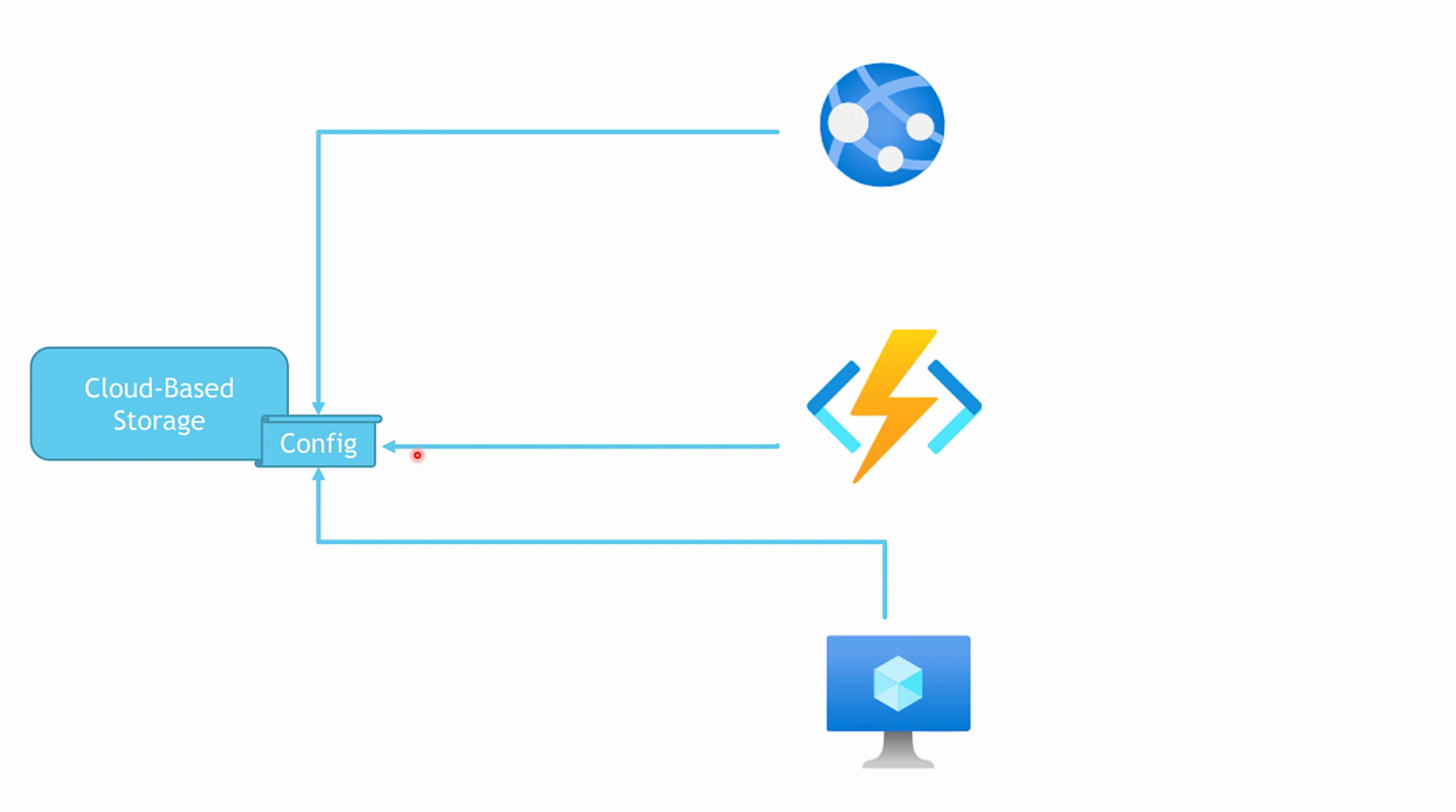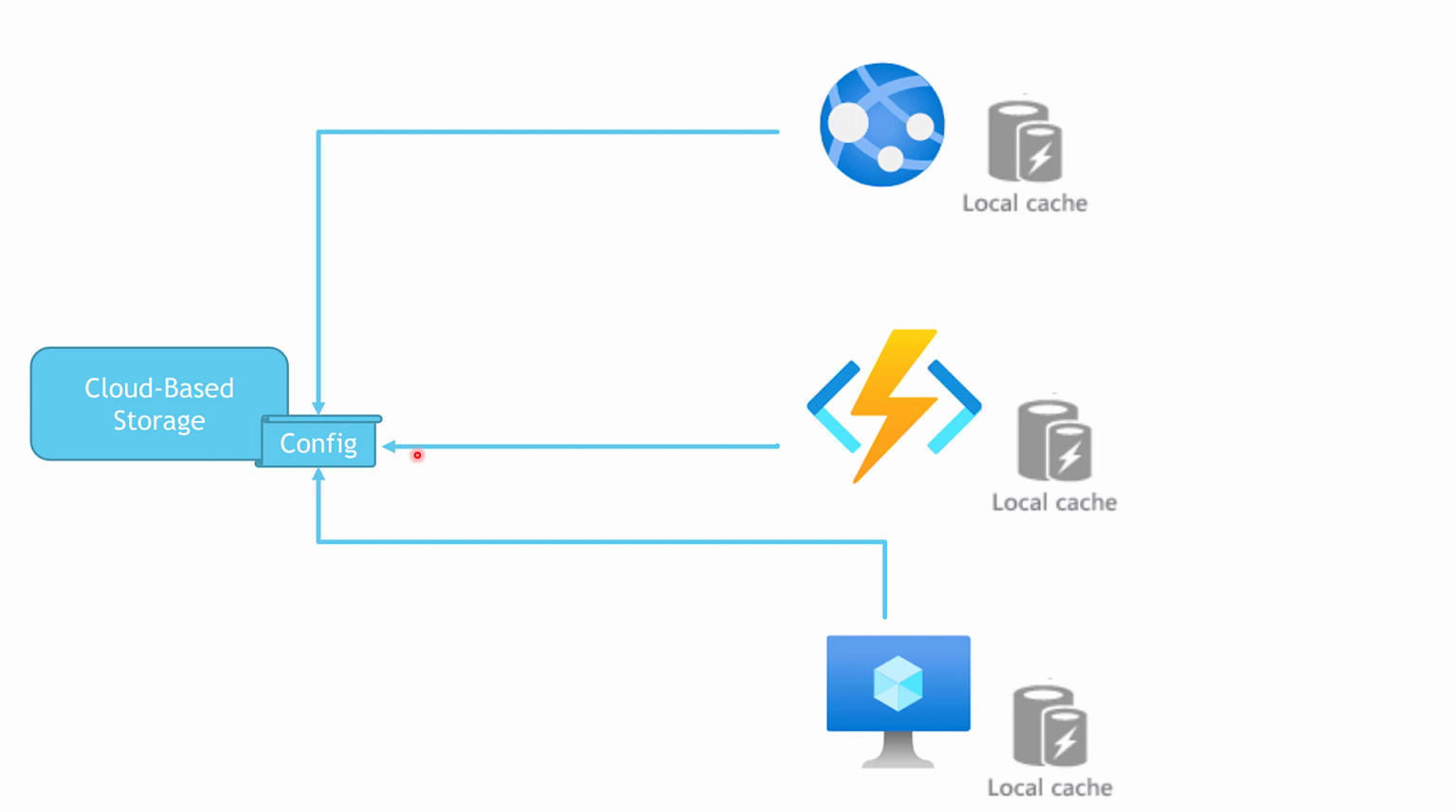Also, as an alternative, you can have a local cache for each of these Azure components, so you can cache the configuration settings that you are going to read from the cloud-based storage. But in this case, you are going to have less control over the cache expiration policy and how often the cache is going to get refreshed from the source. And we have talked about the caching pattern in a previous video, so I'm going to put a link for this if you are interested to review it.